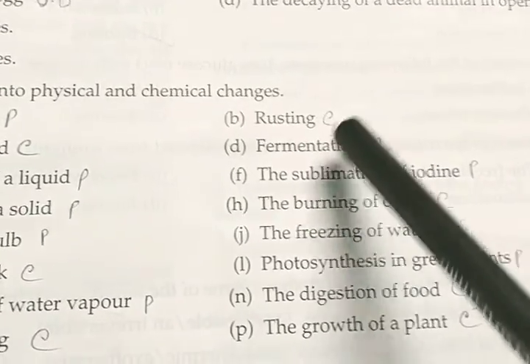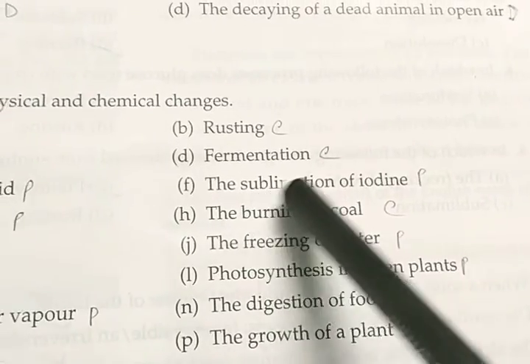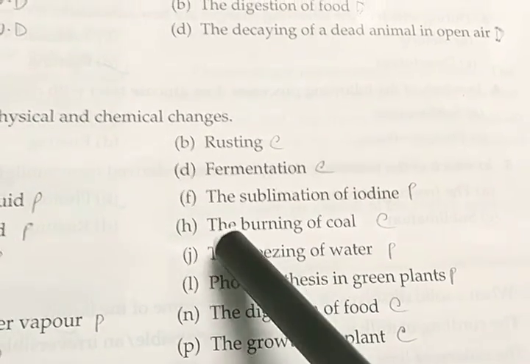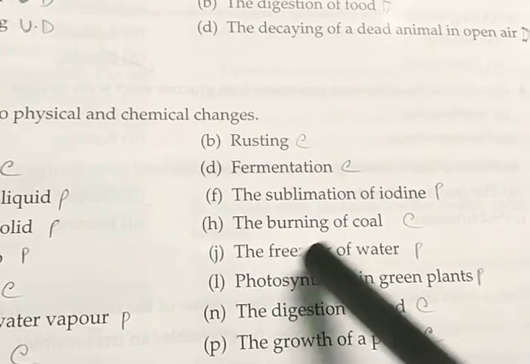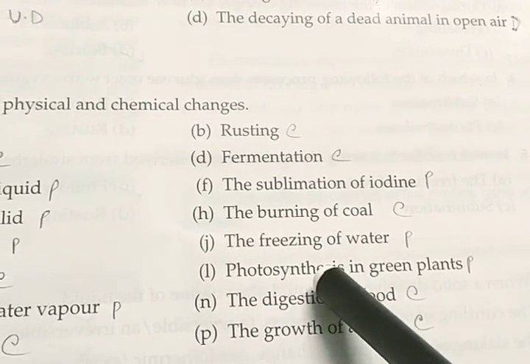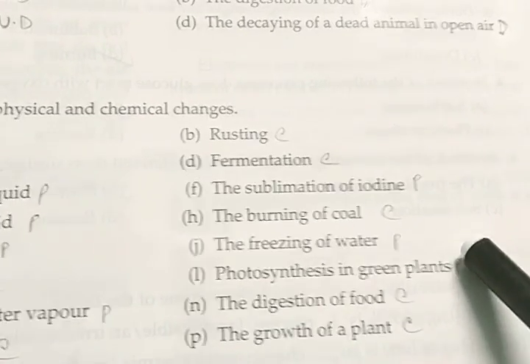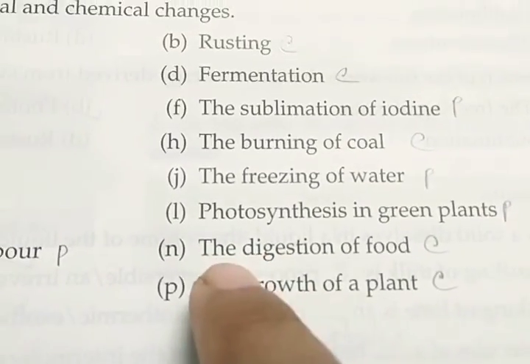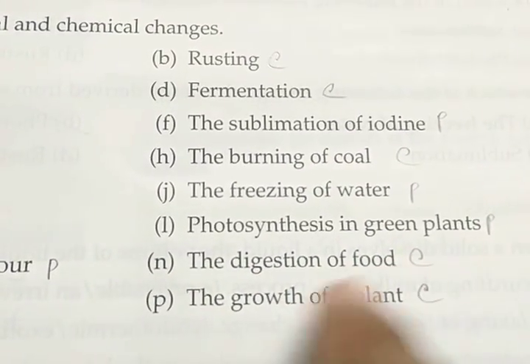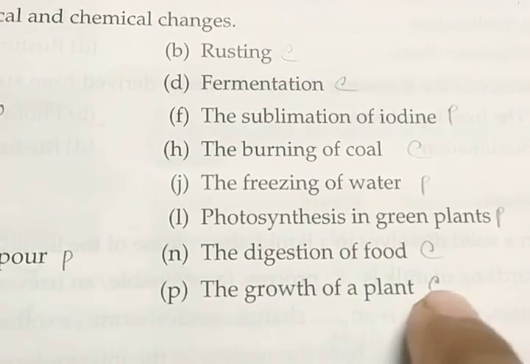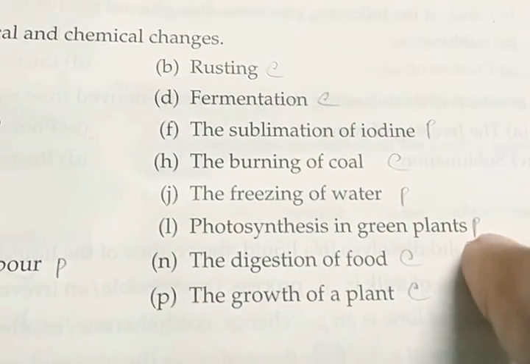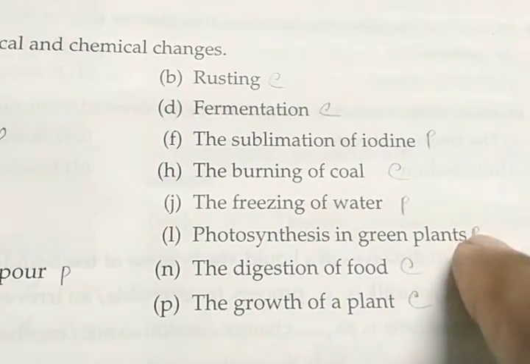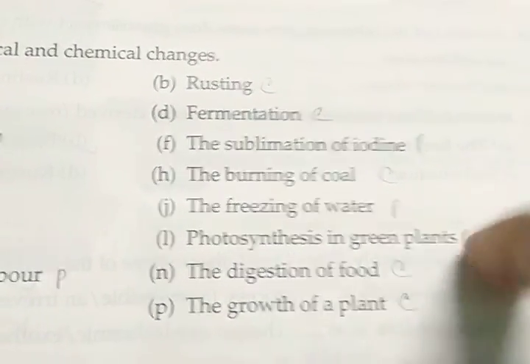Next, rusting, chemical change. Fermentation, chemical change. The sublimation of iodine, physical change. The burning of coal, chemical change. The freezing of water, physical change. The photosynthesis in green plants, that is obviously chemical change. I have written wrong by mistake. Photosynthesis in green plants, that is chemical change. The digestion of food, chemical change. The growth of a plant, also it is a chemical change. So students, please wash it down and the answer will be chemical change. I have written this by mistake.